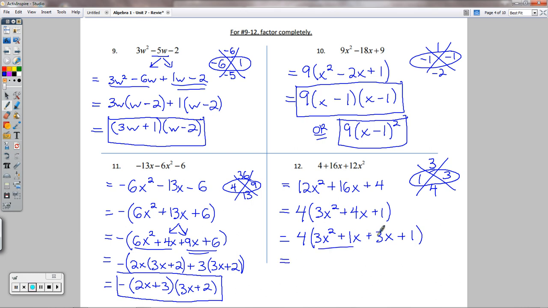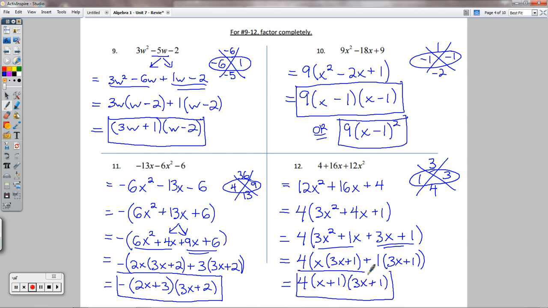But if I read it like this, I'll group these two together, group these two together. Looks like we can only take an x out of these two. So x and then 3x plus 1. And then with these two, you can't factor anything out besides a 1. So 1 times 3x plus 1. But again, that's a good thing. If this is the same as this, you're going to have 4, and then you're going to have x plus 1 together, and then 3x plus 1 are also going together. So that would be a fully factored final answer.